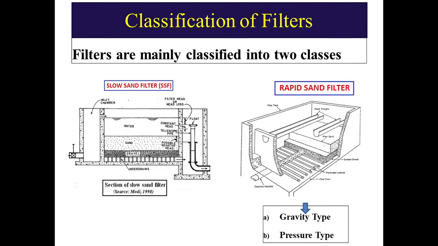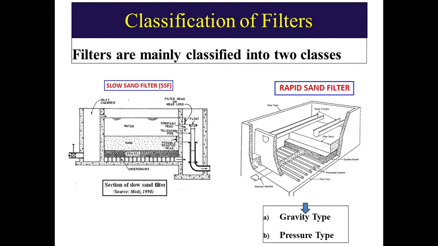Then, what is the classification of the filters? Filters are mainly classified into two classes. Number one is the slow sand filter, and second is the rapid sand filter. Slow sand filter indicates that the rate of filtration is very low as compared to the rapid sand filter. The rate of filtration of rapid sand filter is 30 times more than slow sand filters.